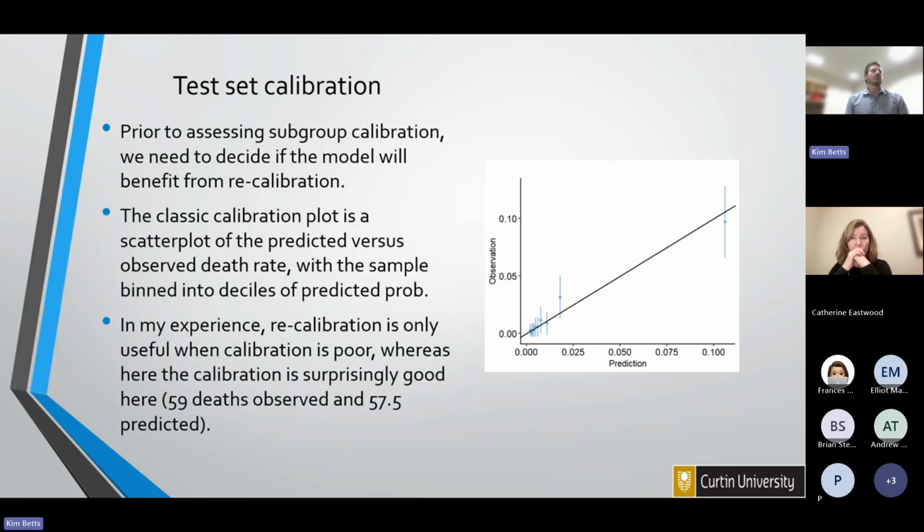The classic calibration plot is just a scatter plot of predicted versus observed death rate or mortality rate, with the sample binned into deciles of predicted probability.